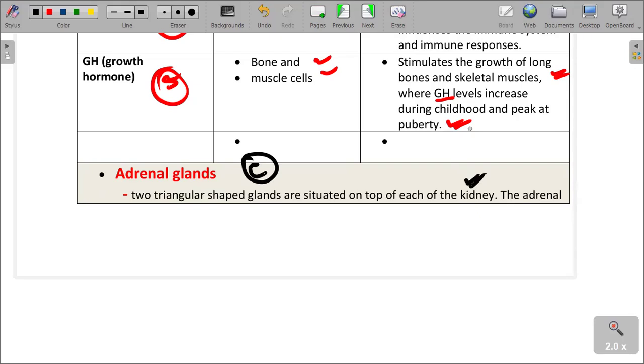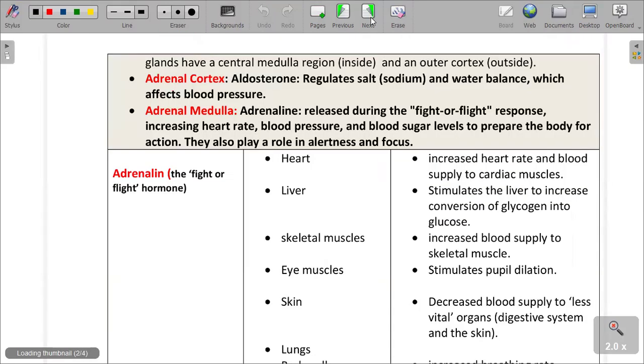So in this case, we are saying the adrenal glands are found on top of each kidney, which is one key point that I want to take note of. Now, the adrenal gland that we are still talking about, I want you to look at this and see that it has got a central medulla region which is inside.